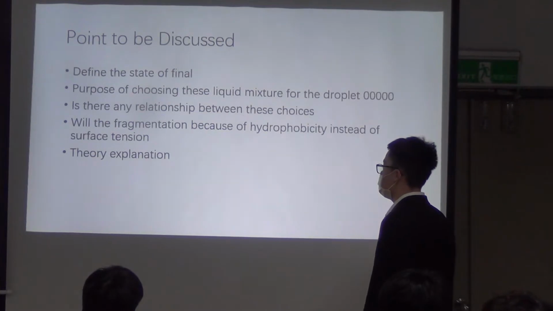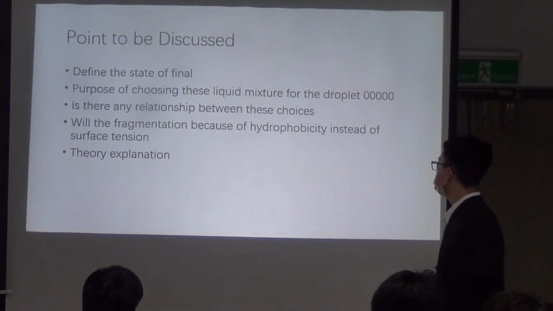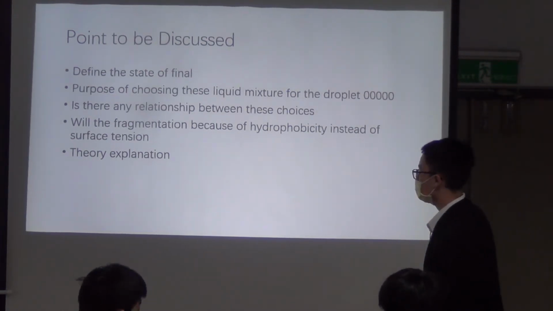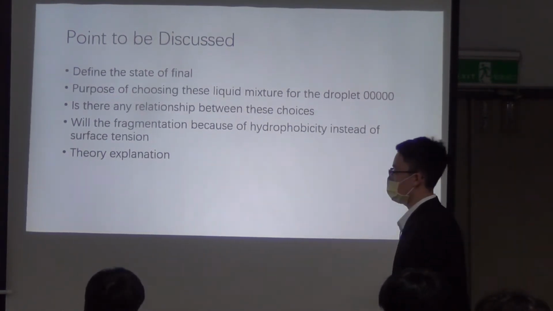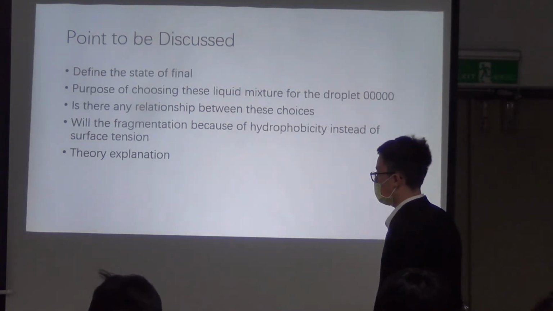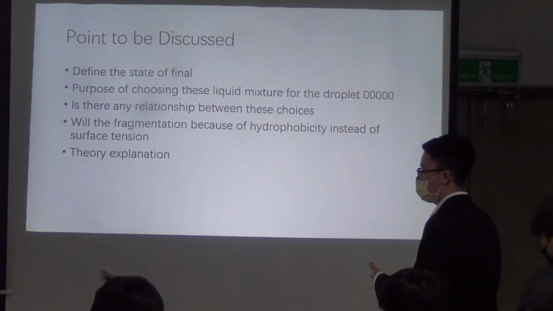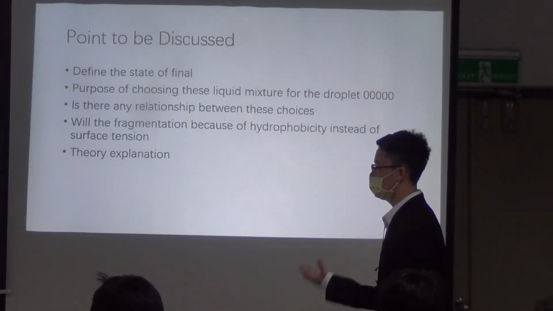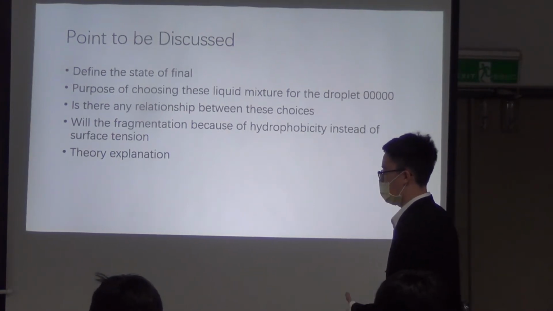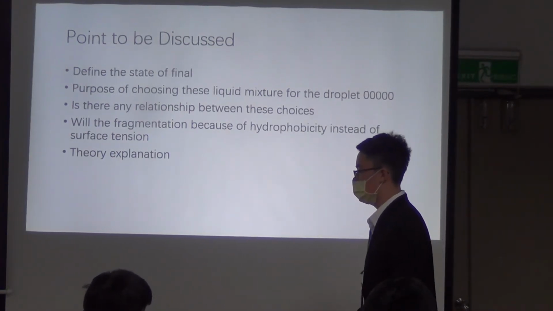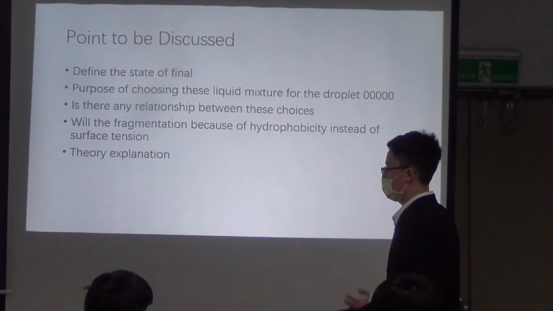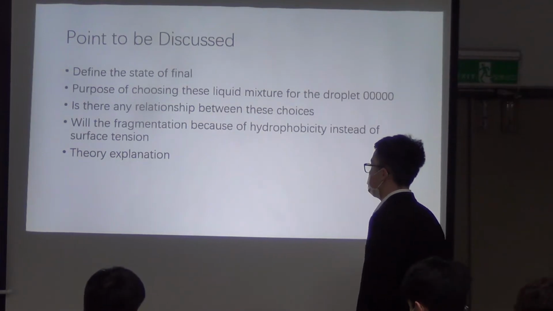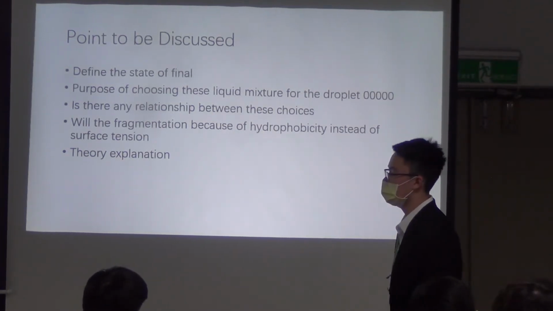And the next one to discuss is the purpose of choosing this liquid mixture for the droplet. I want to know if you chose this portion of the liquid randomly, or you have a reason for it, and if you tried anything else before you started to record all the results for the experiment. And next slide, is there any relationship between these charts?